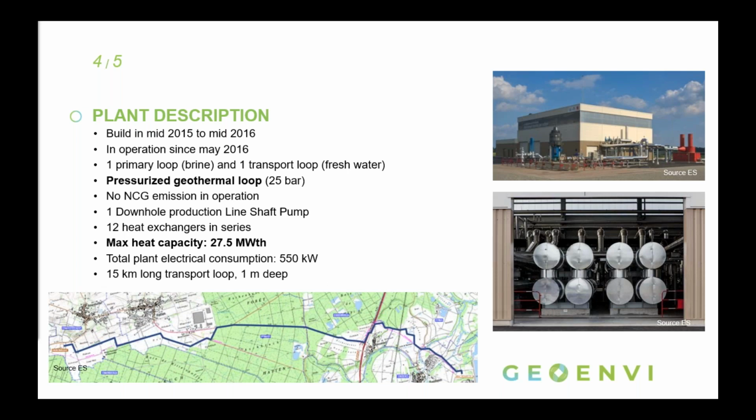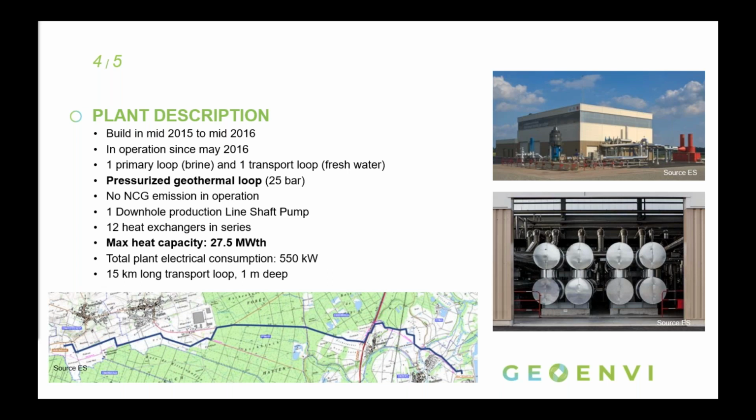So the heat capacity of this geothermal plant is about 27.5 megawatt thermal. And the total electrical consumption of this heat plant is about 550 kilowatts, including the consumption of the downhole production pump, but also for the pump to the transport loop.